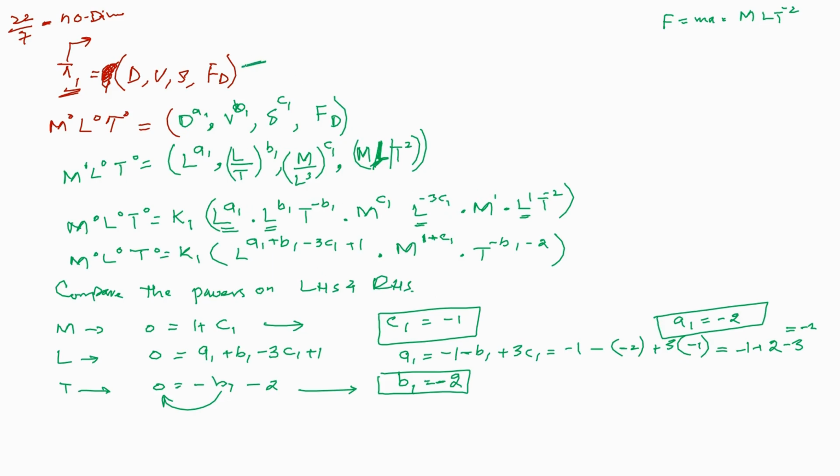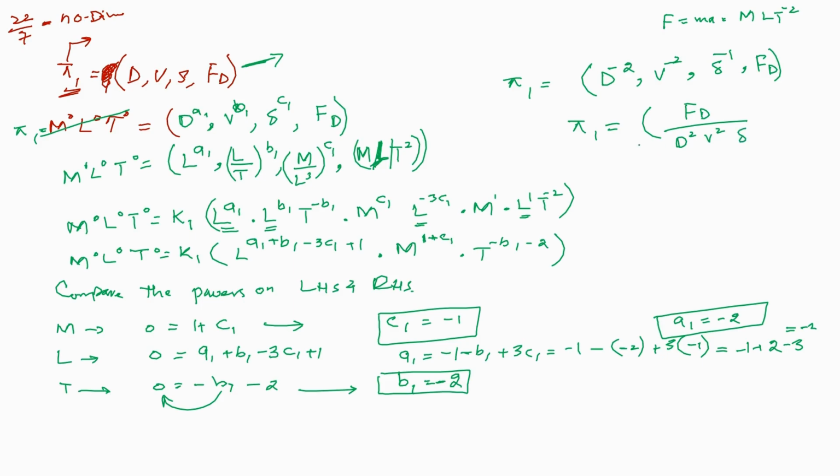We will move towards our first relation, that pi1 is equal to, here you can say that this is pi1. So pi1 is equal to d raised to power a1. What is d's power? It is a1, so it is minus 2. What is v's power? It's b1, and b1 is equal to minus 2. And what is rho's power? C1, that is equal to minus 1. And now we have fd as a non-repeating variable. So pi1 is equal to fd. There is a relationship between these variables. All inverse powers will be shifted to downward, d square, v square, and rho. So this is basically a relationship of fd and other repeating variables in first pi group.